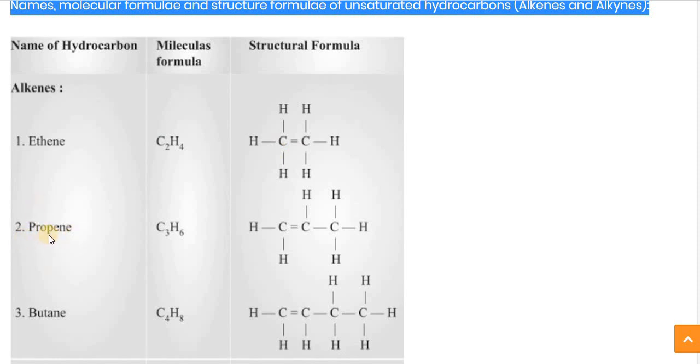Now the second one is propene, C3H6. If there are 3 carbons then it's propene, and since there is a double bond, the suffix ene is used. Same for 4 carbon atoms, butene. Here it is not ane, it is ene. Here also there is a mistake, because the double bond is there.